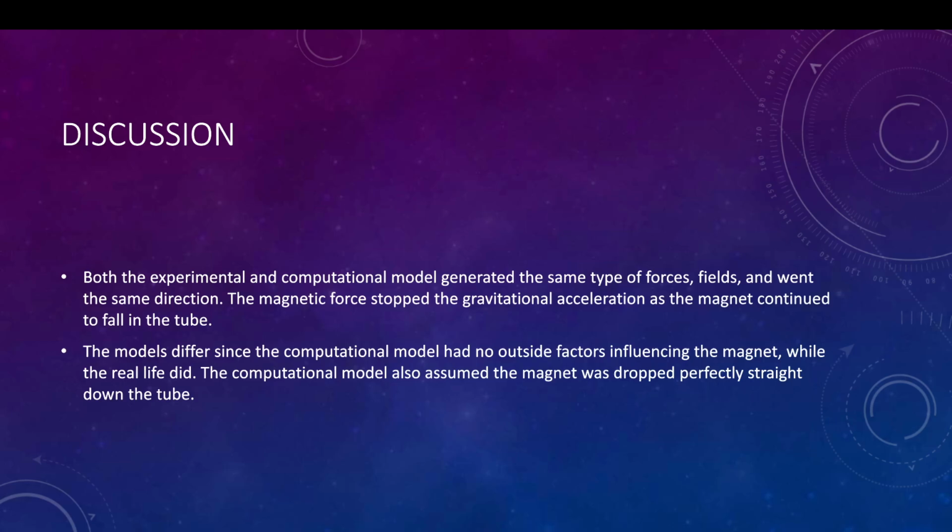Both the experimental and computational models generated the same type of forces and fields, and went the same direction. The magnetic force stopped the gravitational acceleration as the magnet continued to fall in the tube. The models differ since the computational model had no outside factors influencing the magnet, while the real-life model did. The computational model also assumed the magnet was dropped perfectly straight.